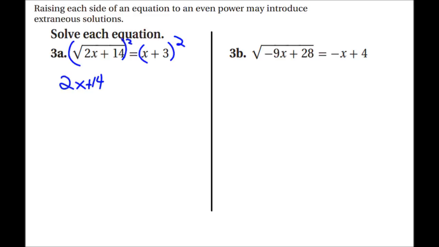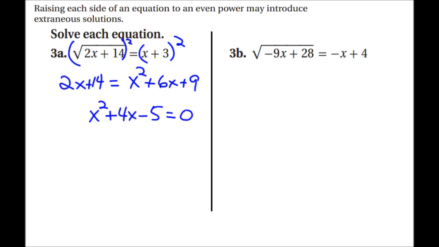Now, you know this one is a brass ruler mistake, so don't mess up on this side where you have x plus 3 all squared. Because when we square that, we get x squared plus 6x plus 9. Anything other than that, you're in trouble. So if we bring everything over to one side of the equation, we get x squared plus 4x minus 5 equals 0.